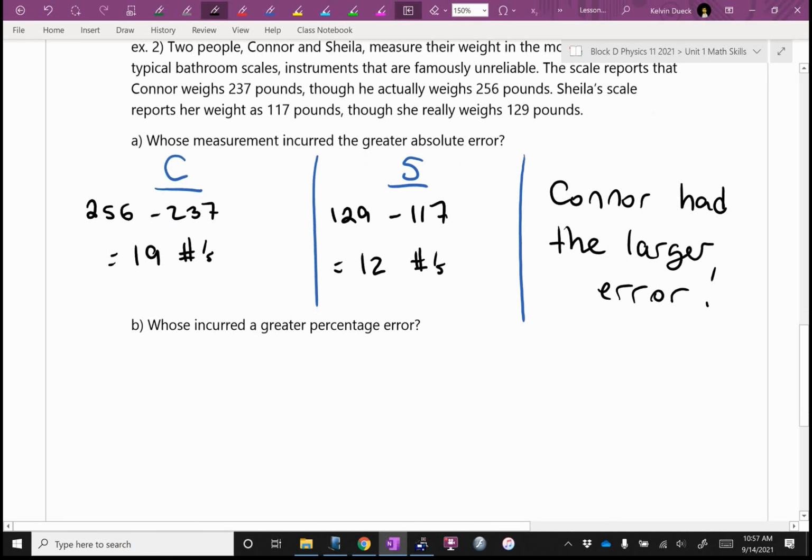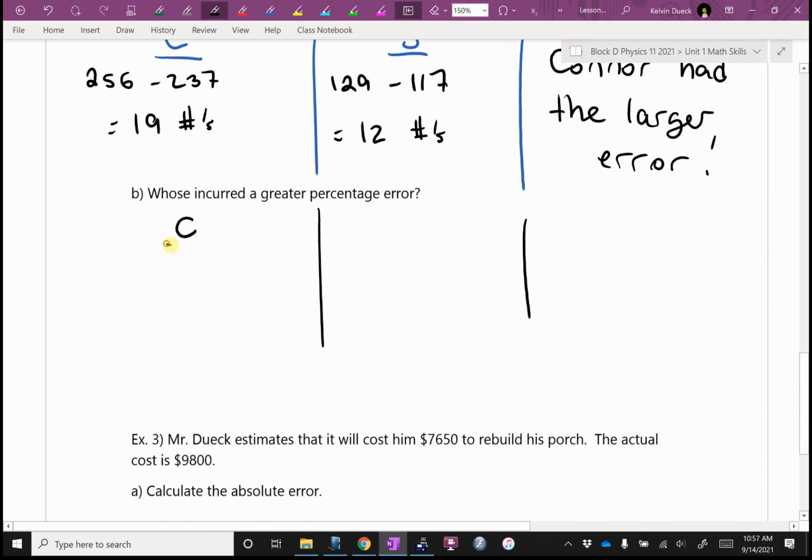B says, who's incurred a larger percentage error? I think, again, I'm going to find 3 things. Connor's percentage, Sheila's percentage, and then I'll answer the question, which one's larger? So again, I'm going to do the old divide my page in 3. There's Connor. There's Sheila. How will I find the percentage error for Connor? What divided by what times what?